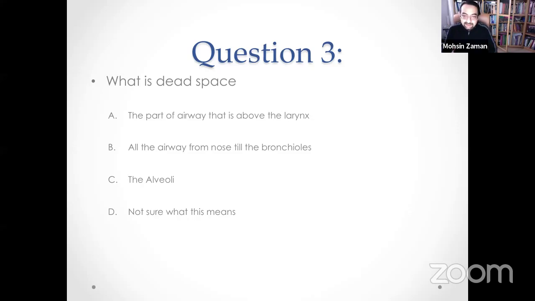This is interesting to see because there is a disparity. 38% of you have said that it's the part of the airway that is above the larynx. And another 38% have said that it's the airway from the nostrils to the bronchioles. Well, dead space is any part of the airway which does not take part in gas exchange. So anything really above the alveoli is not taking part in oxygen being transferred from the lungs to the rest of the body. And that is a concept which needs to be understood well, because when you're going to talk about ventilators in the future, you need to understand how much of the air going in and out is actually contributing to patients getting oxygenated.